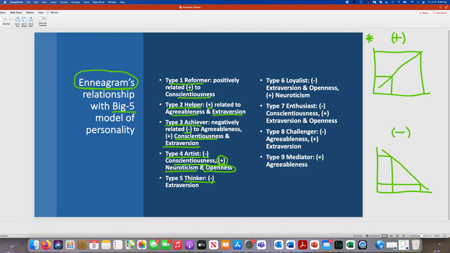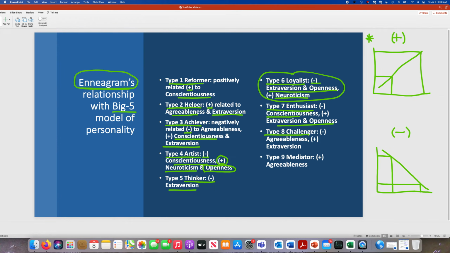The thinker, negative relationship to extroversion. Hey, I want to be by myself. I want to think about problems and come up with solutions. So that kind of makes sense. Type 6 loyalist, negative relationship to extroversion and openness. It's like, hey, I'm going to follow the set guidelines. I think from the Myers-Briggs type indicator, this one may be related to people of more traditional values. Positive relationship to neuroticism. Okay, we should explore this. This is interesting. Type 7 enthusiast, negative relationship to conscientiousness, but positive to extroversion and openness. That seems to make sense.